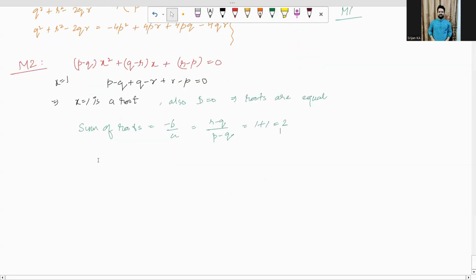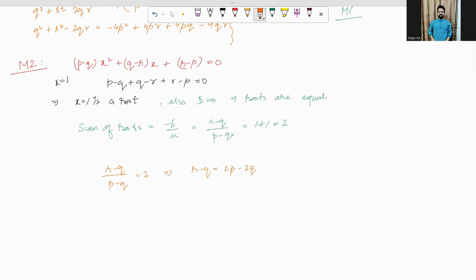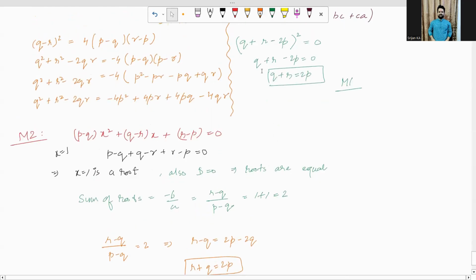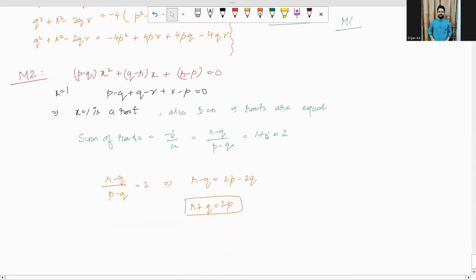So what you get finally is you just have to solve (r - q)/(p - q) = 2, which implies r - q = 2p - 2q. If that's the case, let's just take 2q on the left side: r + 2q - q becomes r + q = 2p. Now, is that the condition that we are required to get? q + r = 2p, yes. So that's your method 2 that gets you the answer, except you have to be able to imagine this part.